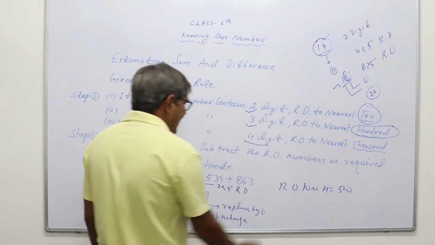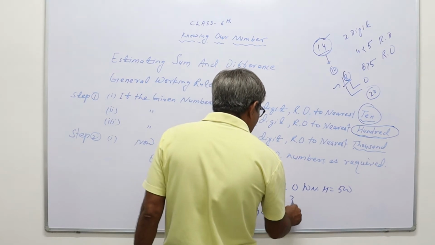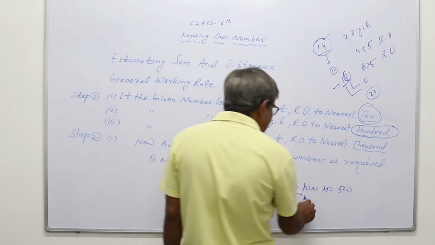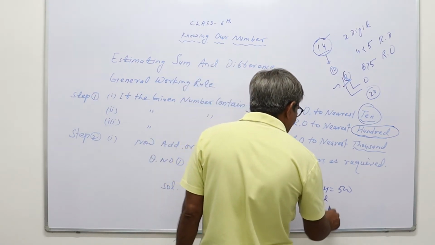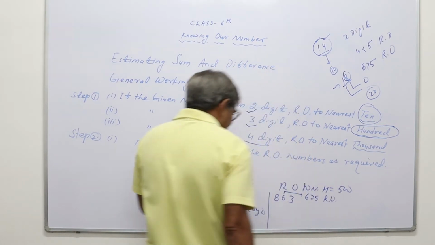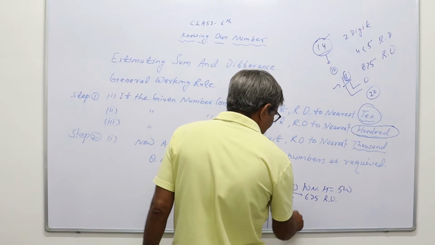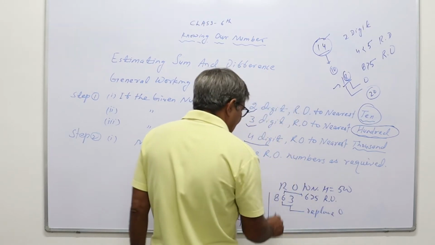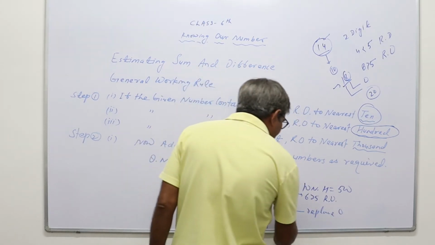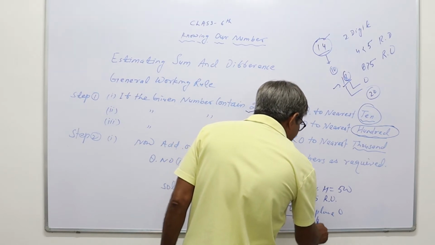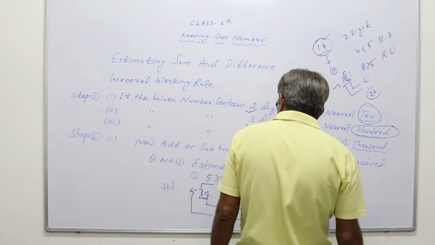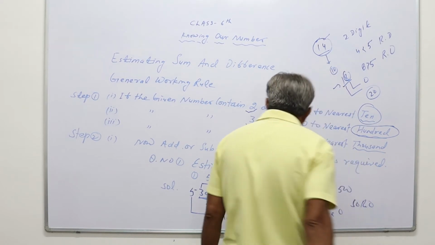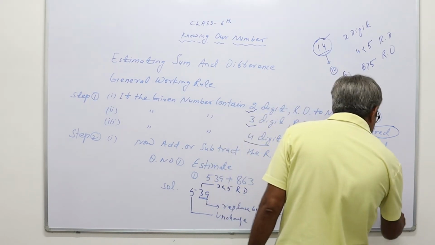Similarly, the second number is 863. So here the digit at tens place is 6 and which is greater than 5. So we will round up. Then these two digits will be replaced by 0 and the next digit at hundreds place will be increased by 1. So the round off will be equal to 900.